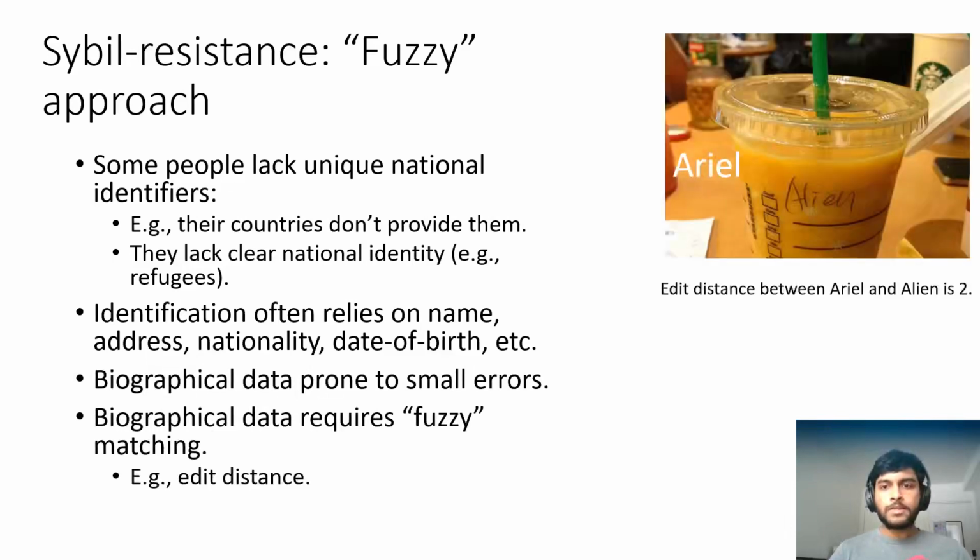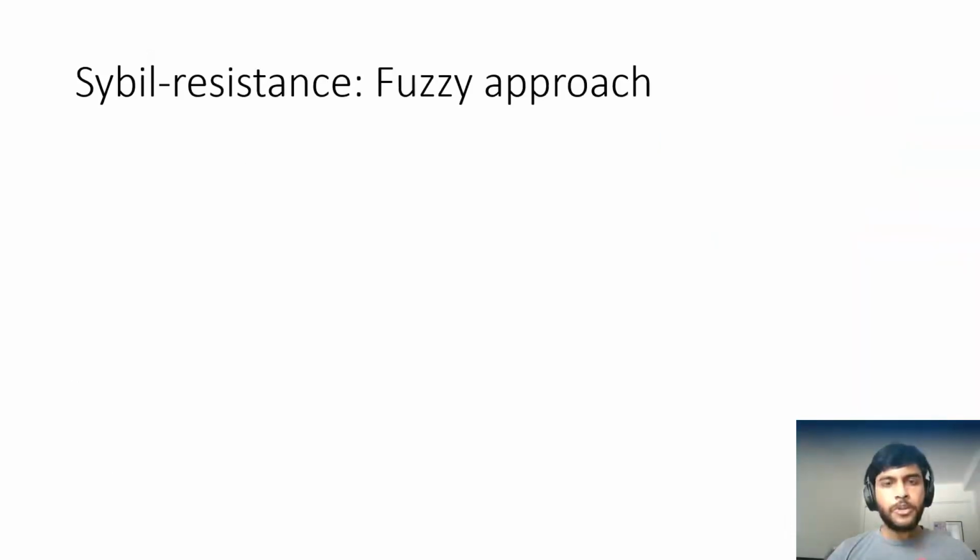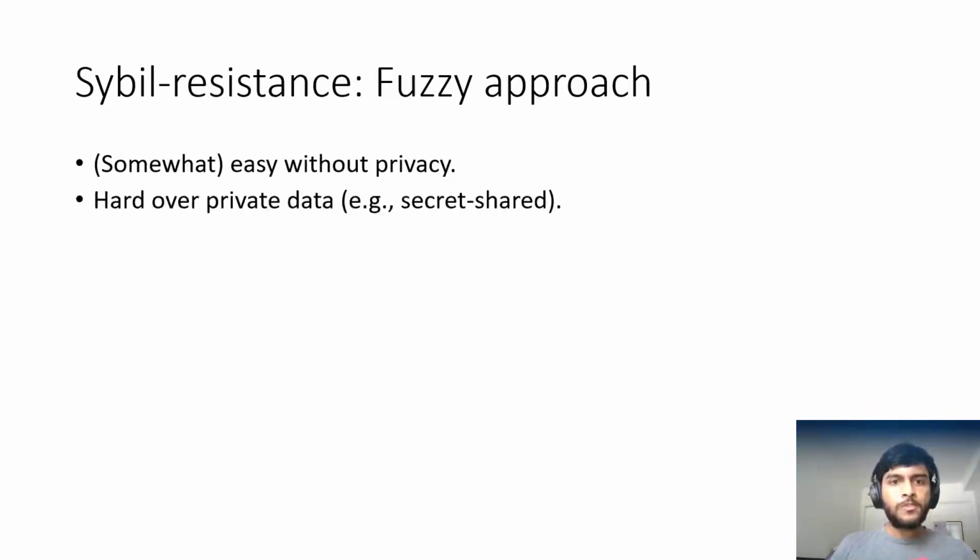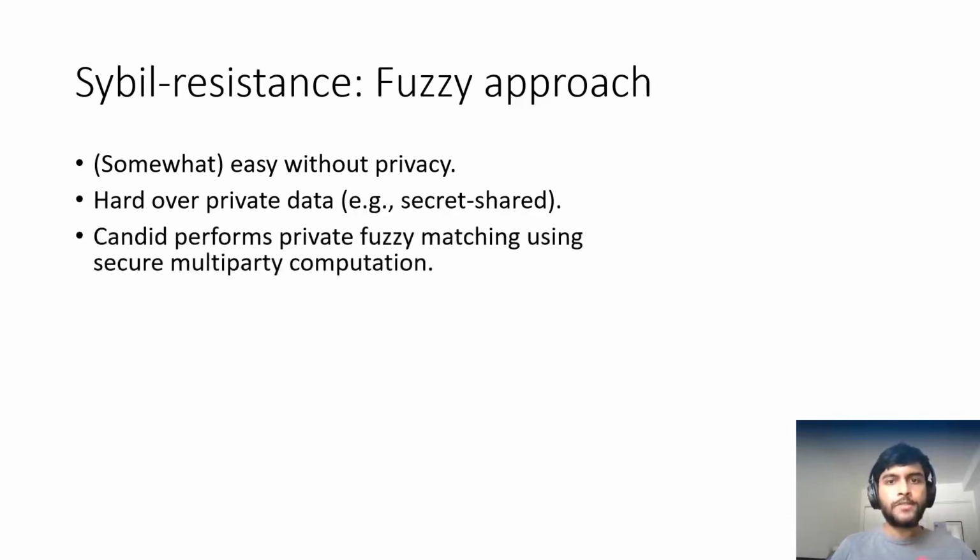An example transcription error is shown in the picture on the right. As noted before, doing fuzzy matching is easy if privacy was not a concern. The challenge in CanDID is to do fuzzy matching while keeping user data hidden from the committee nodes. In a nutshell, CanDID instantiates a fuzzy matching technique called C-shingles using secure MPC. The details of it can be found in the paper.